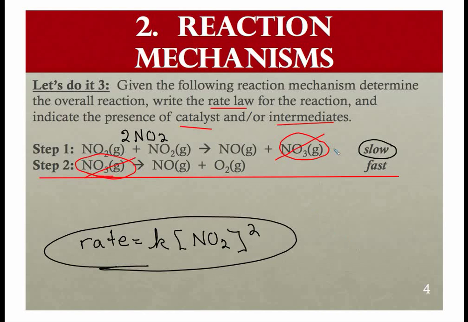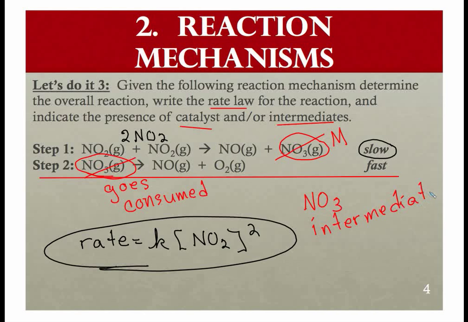So NO3 will cancel. And since it shows up in the middle and then goes away, it's consumed. That's what we would call our intermediate. So NO3, nitrogen trioxide, would be called an intermediate for this reaction. Okay? And I don't see a catalyst.